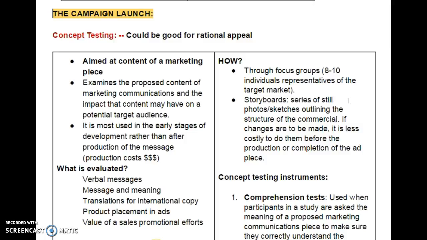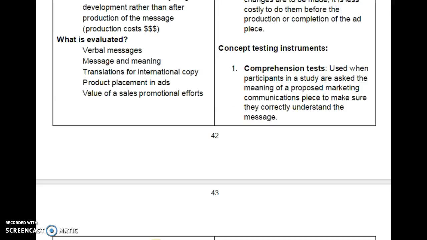What is evaluated? Verbal messages, message and meaning translations for international copy, product placement in ads, value of a sales promotional effort. How? Through focus groups, 8 to 10 individual representatives of the target market, and storyboards, series of still photo sketches outlining the structure of the commercial. If changes are to be made, it is less costly to do them before the production or completion of the ad piece.